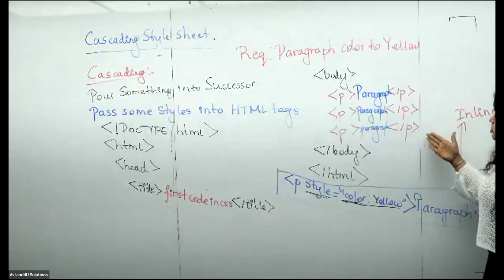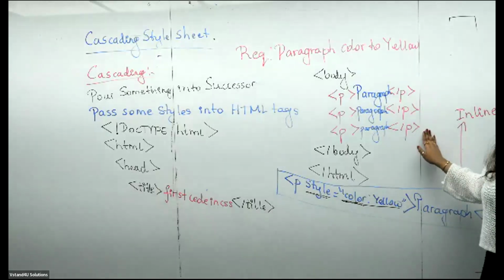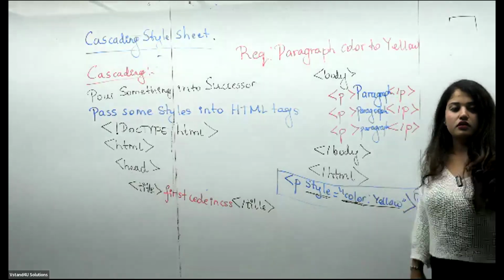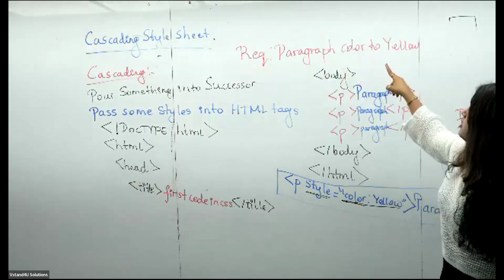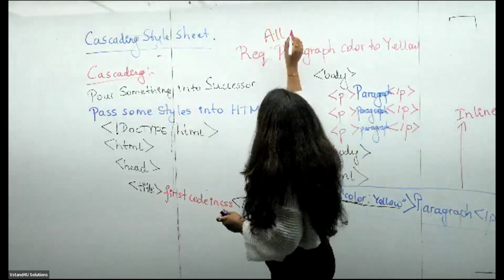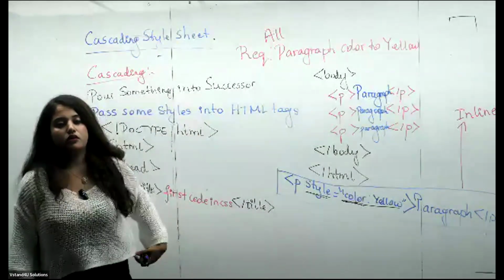Okay, 3 lines are there. For 3 lines also, you will give some color to those 3 lines. Okay, fine. But what am I saying? I am saying change all the paragraphs' color to yellow. Yes or no? What will you do?